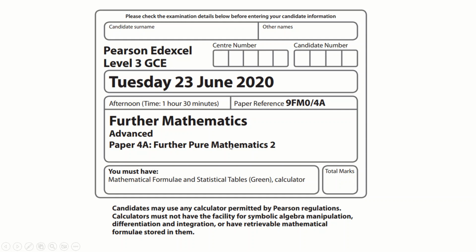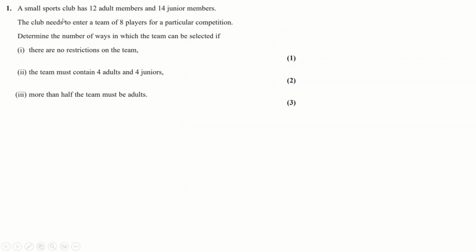This is the FP2 paper from June 2020. Let's just go straight into it. A-level further maths, Pearson Edexcel and all that.